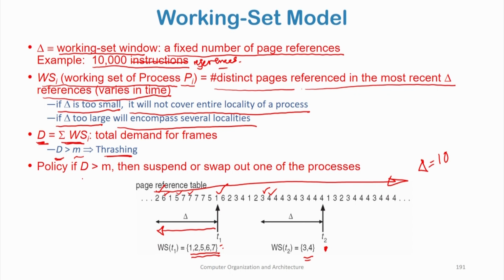So, what do you do when the total demand is greater than the number of frames that you have? You suspend or swap out one of the processes. So, you go on suspending processes until you have a sufficient number of frames for each process. Possibly you will suspend the low priority processes to start with, to allow high priority processes to have better performance.